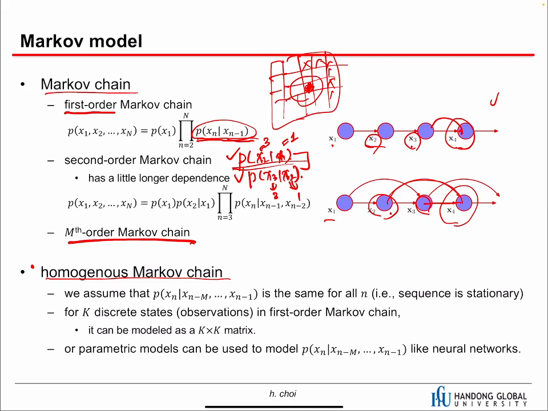Okay, and in this case, when we have k discrete states for observations, then this Markov chain can be modeled as a k by k matrix. Or if we want, we can have parametric models to model this Markov chain.